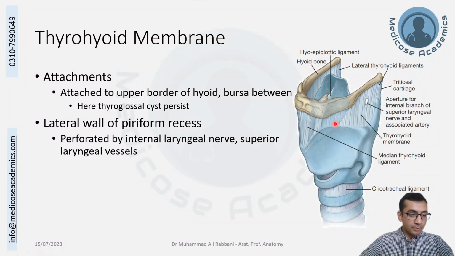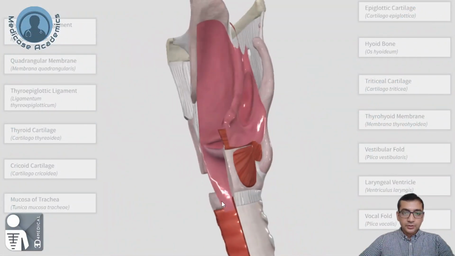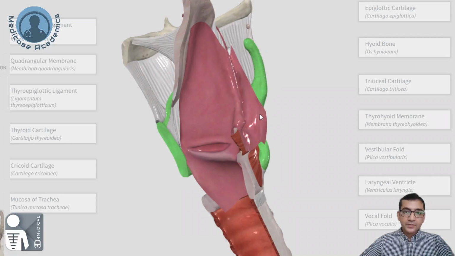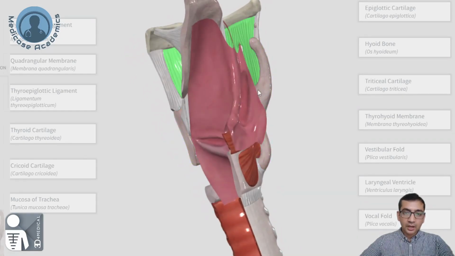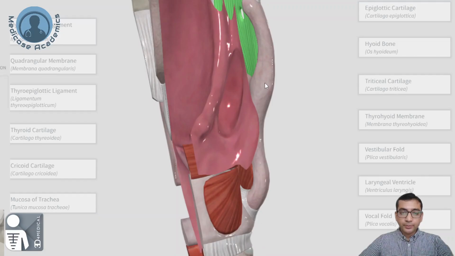So let us talk about that, the piriform recess. The picture that I'm going to show now is basically the sagittal section through the larynx. So here is the epiglottis cut in half. Here is the thyroid cartilage cut in half. On each side, they are covered by membranes. So this is the thyroid membrane that we talked about. The thyroid membrane is making the lateral boundary of the piriform fossa.